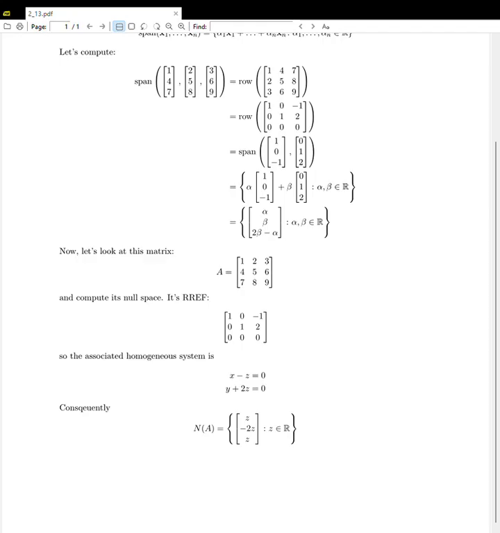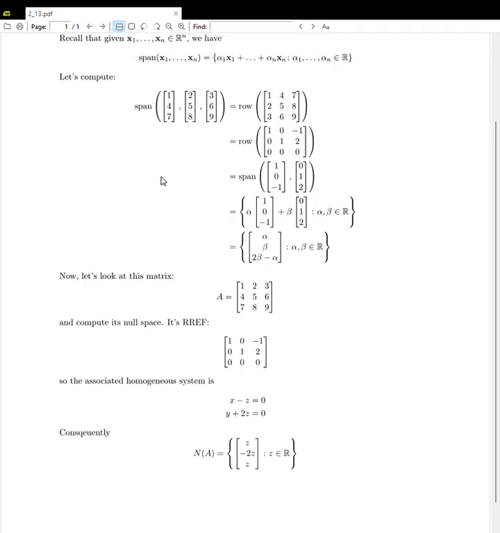All right. So here we see some interesting things. Our three vectors here, 1, 4, 7, 2, 5, 8, 3, 6, 9. When we find their simplified span, we lose a vector. We lose information. And if we were to make the natural matrix associated with it, we find that its null space is not trivial.